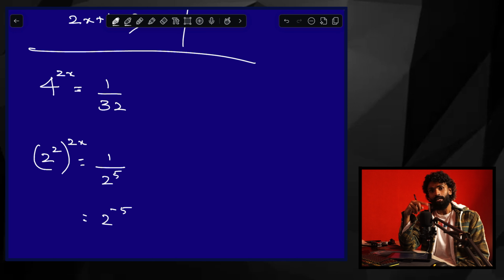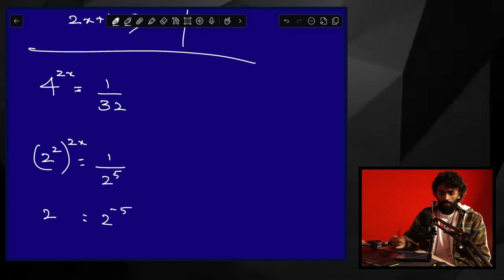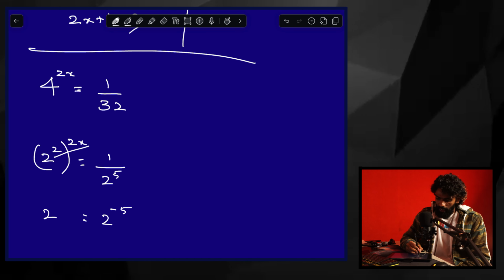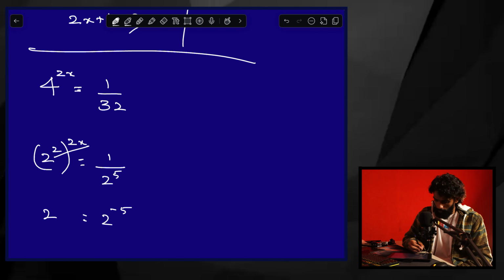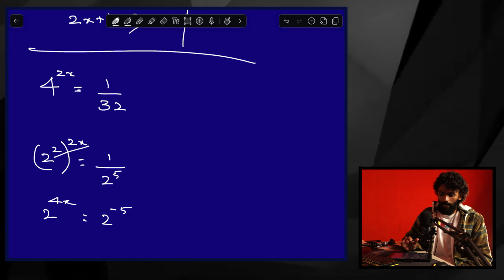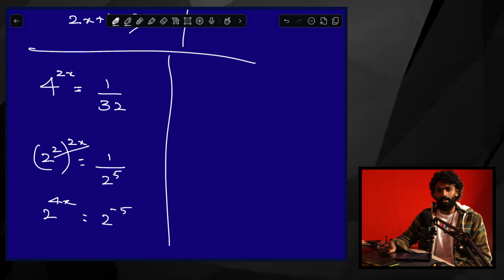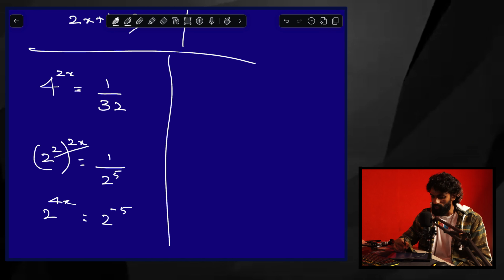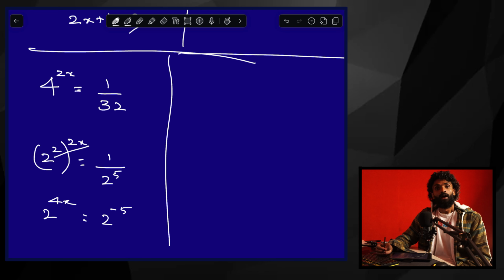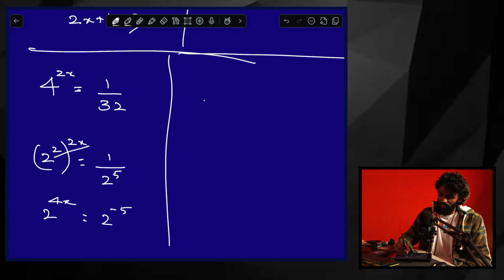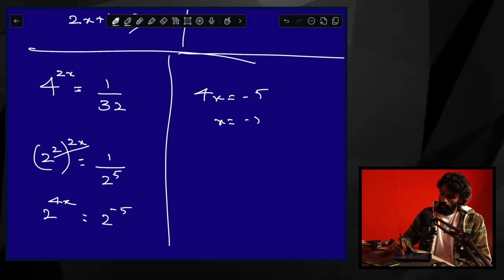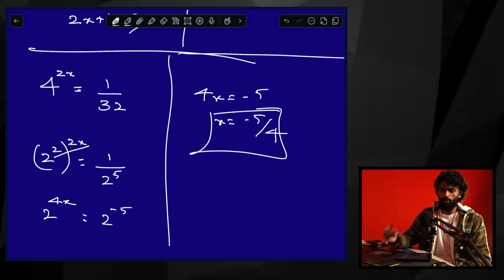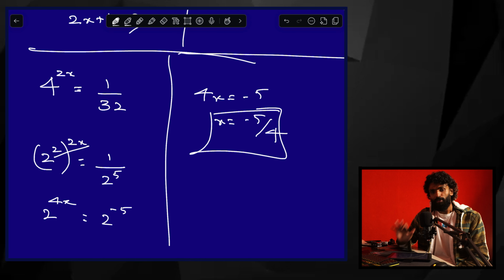Left hand side, I'll keep the 2 as it is: 2 power 2x, a power raised to another power. We multiply the powers. So 2 times 2x gives me 4x. So I converted the question in such a way that both bases are in their most simplified versions, and because both bases are the same, I am able to equate the powers. Left hand side the power is 4x, right hand side the power is minus 5. So x will be equal to minus 5 by 4. That's your answer. Try to simplify it as much as possible.